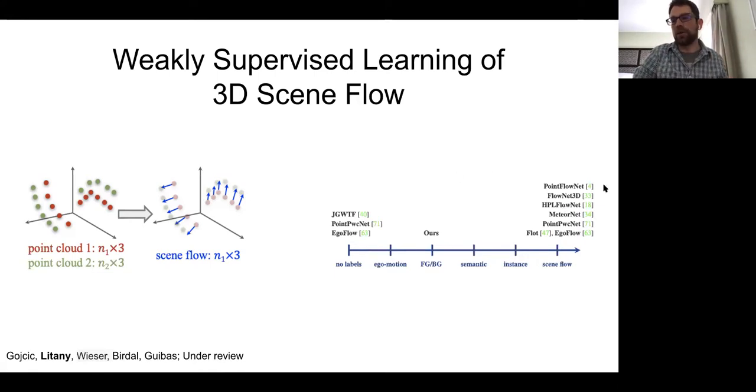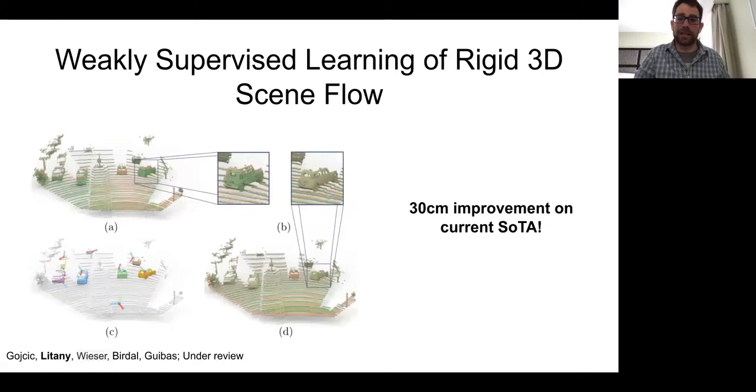And it seems like fully supervised methods exist, but I don't think they're really scalable. And completely unsupervised methods exist, but they don't do well. And here we are in the middle, offering to use some weak supervision in the form of self-motion and background foreground segmentation. And we were able to actually surpass even the performance of the fully supervised techniques by reducing the inaccuracy of the final prediction by more than 30 centimeters. So this is something really exciting. So hopefully we'll see it published later on this year.